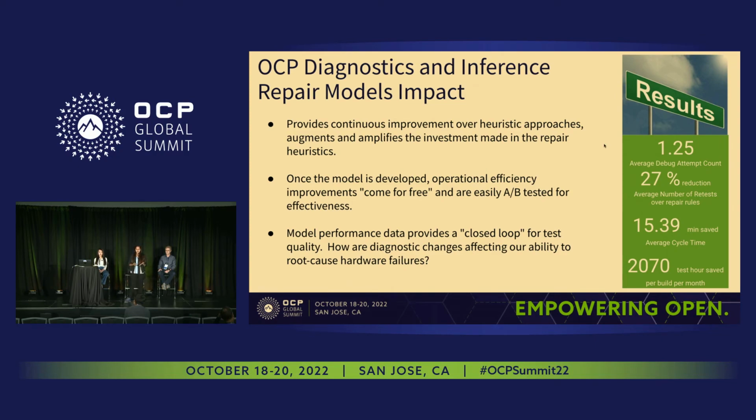Once these models are developed, there's also the operational efficiency improvements that are coming along with it as a byproduct, and these can help in increasing the overall effectiveness with which we are doing our triaging process. The model performance data is also providing us a feedback loop in order to recommend what type of tests do we actually have to run on our hardware in order to efficiently understand the performance at full load as well as at different operational stacks. With this, I'll hand it over to Dan to close us out.